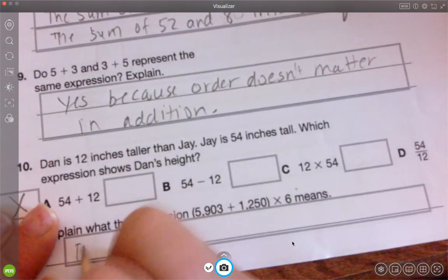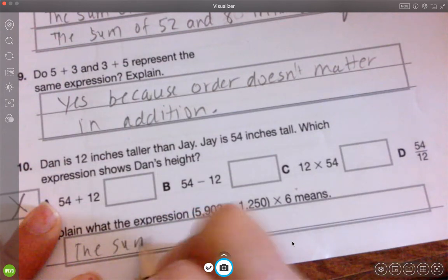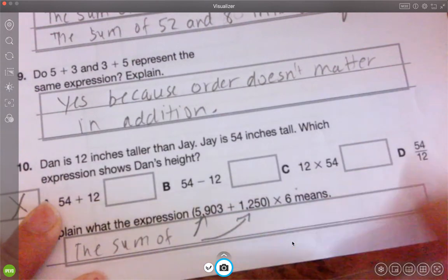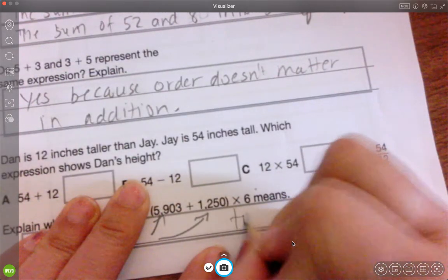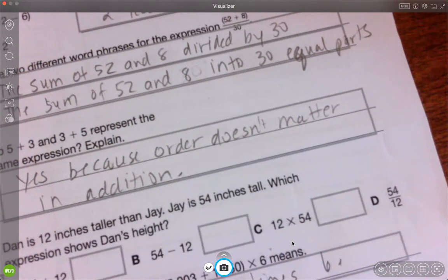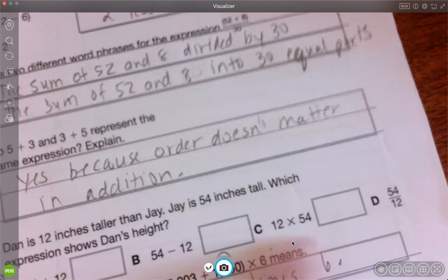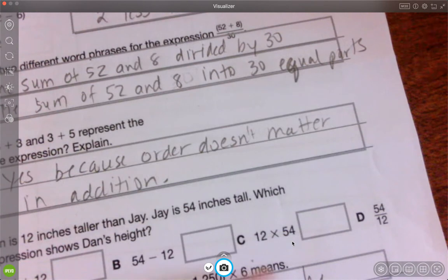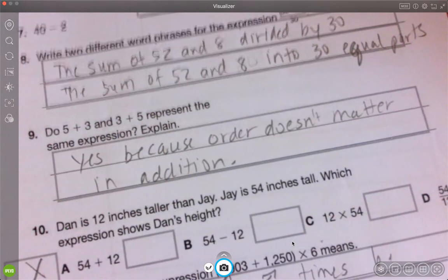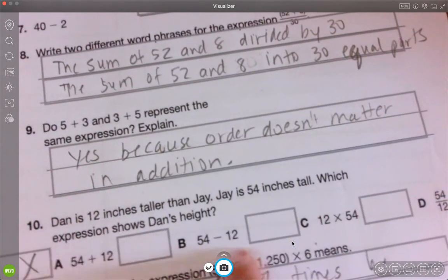Well, again, you're just writing it in words. The sum of, and I'm just going to draw arrows here because I'm running out of space, times 6, right? The sum of those two numbers times 6. That's just what writing expressions means. Explaining what are these number sentences? What does that really mean, right? What does 54 plus 12 really mean? What does 54 take away 12 really mean?